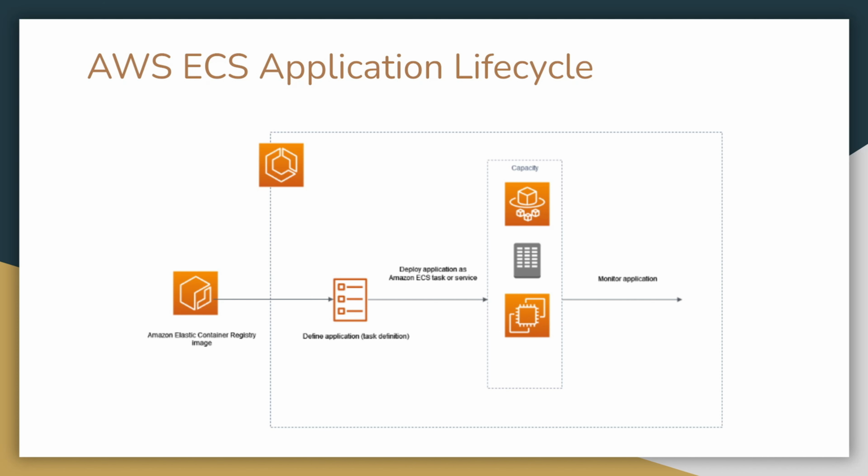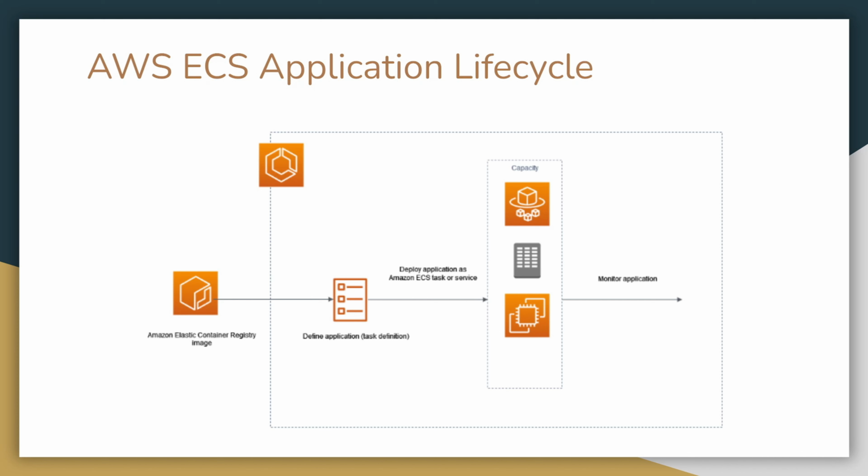Now let's take a look at AWS ECS application lifecycle. To run applications on Amazon ECS, they must be containerized, meaning they should be packaged with all necessary code, runtime, tools, and libraries. Containers are built from images typically created using a Dockerfile, which outlines the build instructions. These images are stored in a registry like Amazon ECR.